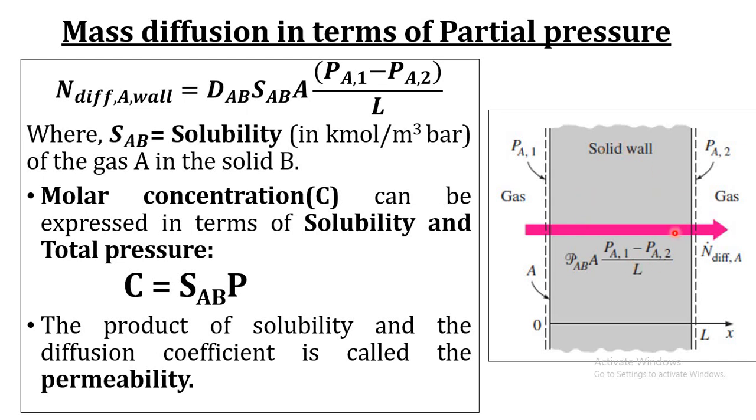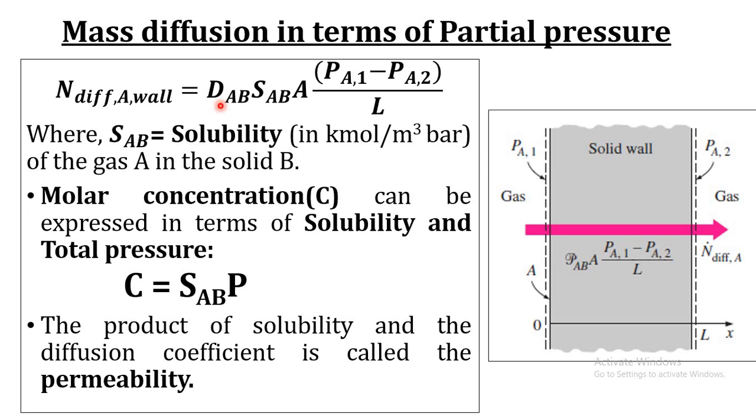We consider a solid wall, and we are maintaining a gas on both sides of the wall at different pressures, PA1 and PA2. The cross-section area of the wall is A, and the thickness of the wall is L. Then the molar diffusion of species A through the wall because of the pressure difference on either side equals DAB SAB A (PA1 minus PA2) divided by L. PA1 and PA2 are the partial pressures of gas on either side of the wall.